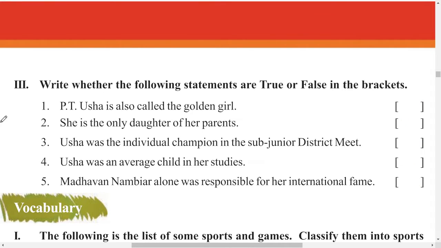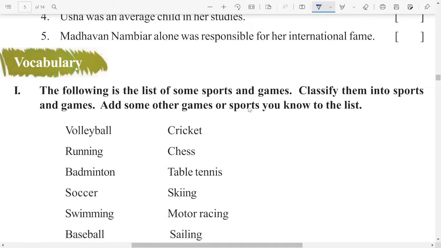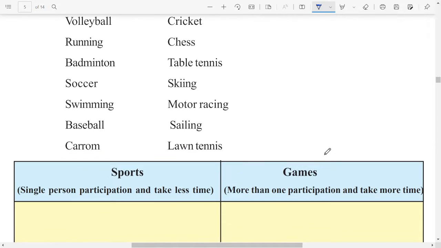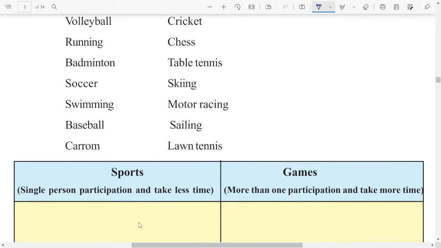Let us move to the next one, the vocabulary section here. The following is the list of some sports and games. Classify them into sports and games, and add some other games or sports to the list. So you have a list here of sports and games. Sports is nothing but single person participation and takes less time, whereas games have more than one participant, that means participants will be more and it takes more time. See here, volleyball. What is volleyball? Can we consider it a sport or a game? This is a game. Okay, volleyball.